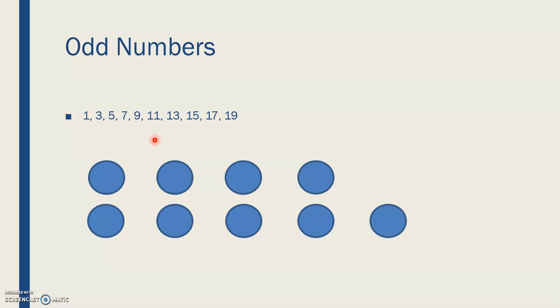Now let's count how many circles we have now. We have 2, 4, 6, 8, 9. 9 is odd because this circle is all by itself. It doesn't have a friend.